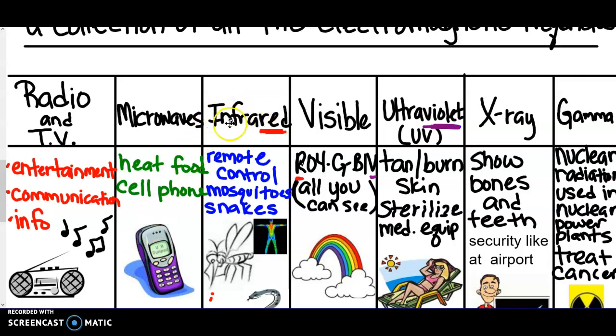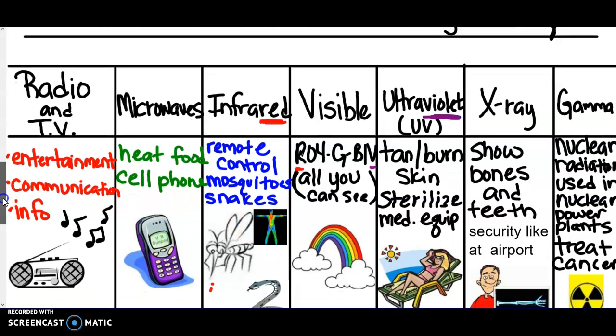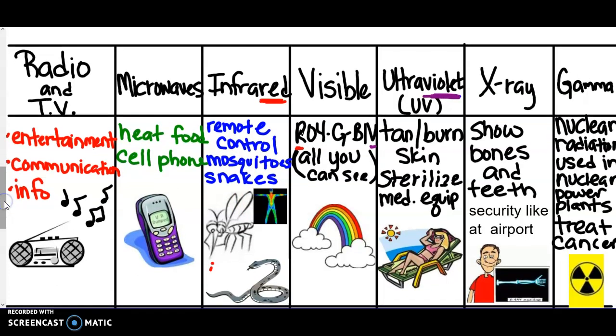Next we have infrared, and we have the red underlined in red because it's the first part of the visible spectrum that's coming next. And infrared, that is used in TV remote controls. Mosquitoes use infrared, snakes use infrared. Infrared imaging like night vision goggles that you see there, that is also infrared. So take a minute and draw one of those pictures. And if at any point you need to pause this video and catch up, feel free.